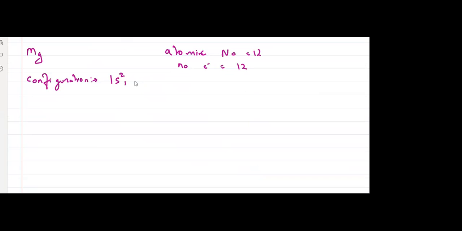1s2, then 2s2, 2p6, then 2, 4 plus 6, 10. 2 more electrons. It will become 3s2. So outermost orbit is 3s2. Correct, Tanushri. Correct, Aditya. Anna. So it will lose 2 electrons because it needs 10 electrons. Okay? Lose 2 electrons. It will become Mg2+.